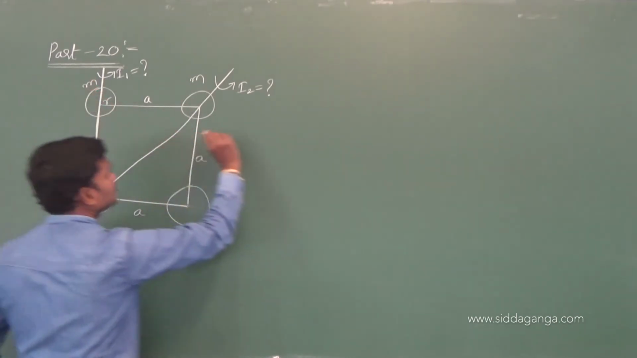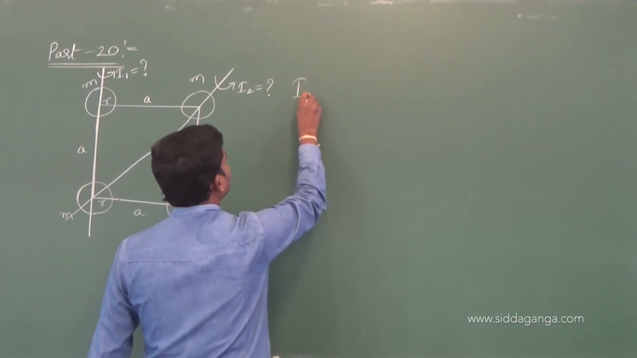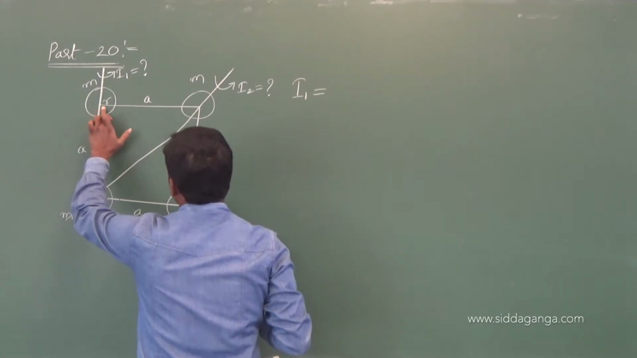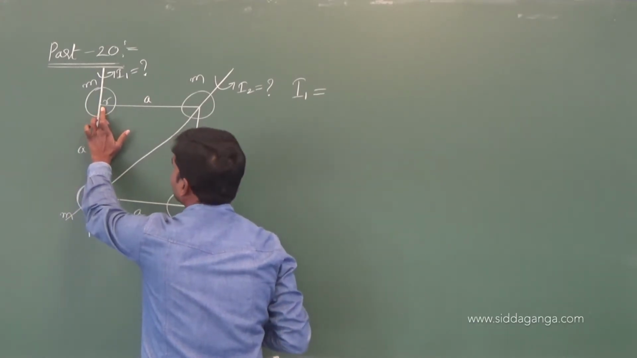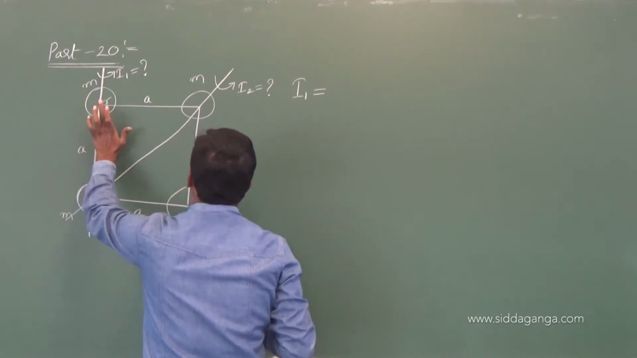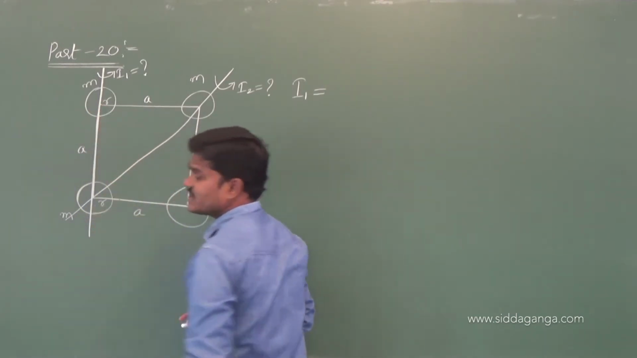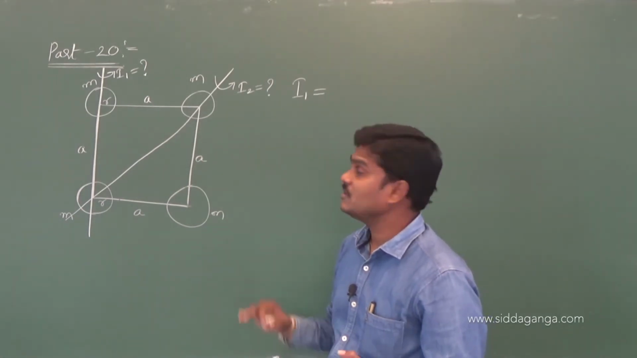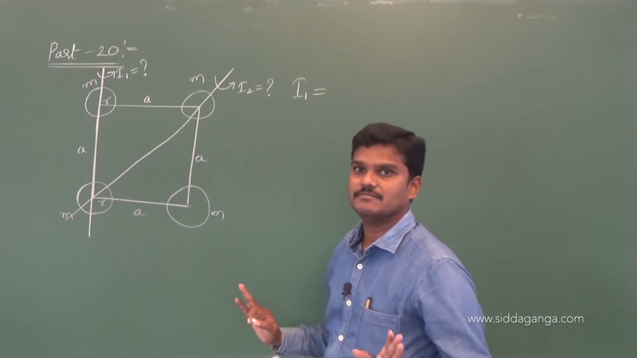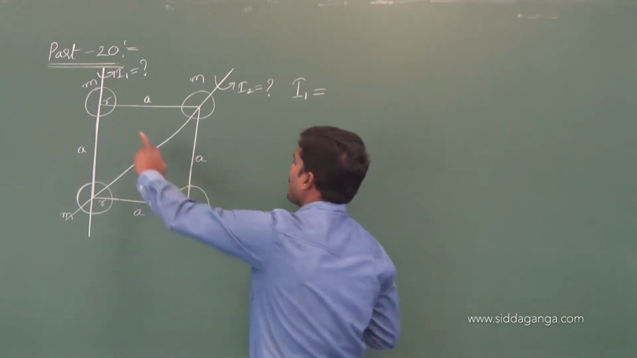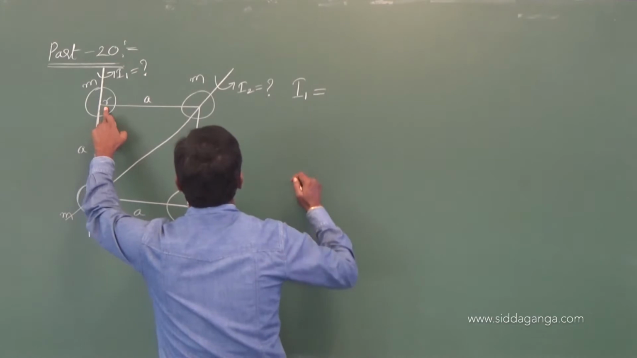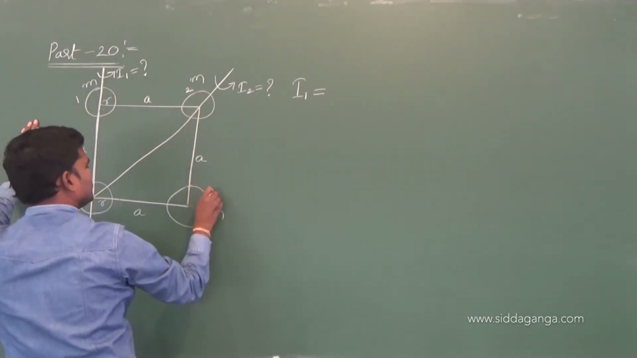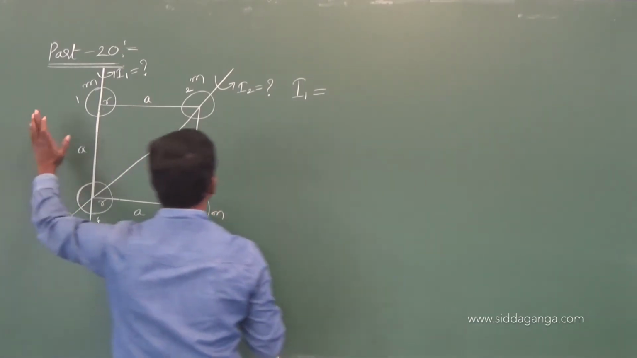How to get I1? See, this is the axis passing through the center, nothing but about the diameter, and this is a solid sphere. The solid sphere's moment of inertia formula is 2 by 5 mr square. If you know the formula, then only this problem is possible, otherwise we can't do the problem. Let us give some names: 1, 2, 3, 4, all are identical.